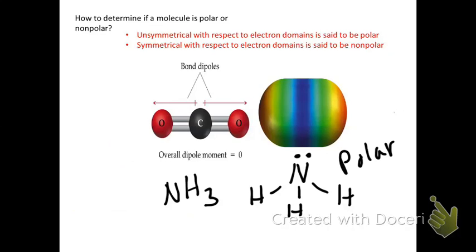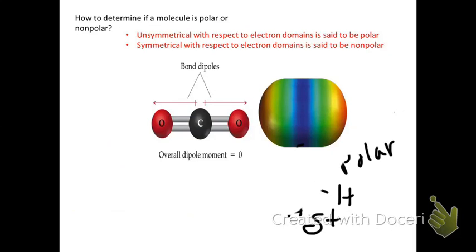Now, where's going to be the negative region? It's going to be up here by the nitrogen. And why is it going to be negative? Well, because nitrogen is more electronegative than the hydrogens. And so down here, you're going to have your positive region there. Alright? Okay, so we've got a few examples here for you to think about.